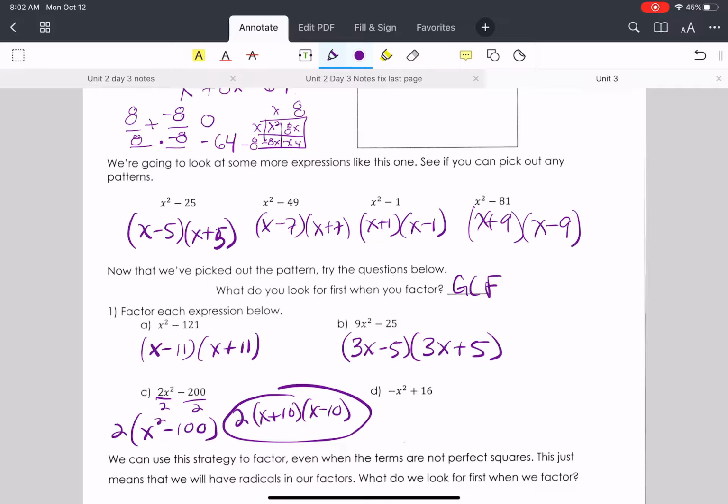Okay, what about D? Is there a GCF? Michaela? You got it. If the first one's negative, that's the GCF. So let's get rid of that negative. And then I can factor it.